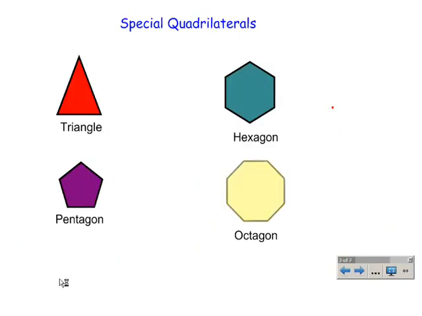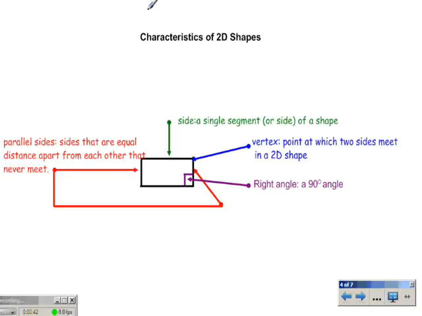Some polygons that cannot be classified as quadrilaterals because they do not have exactly four sides are given special names: the triangle with three sides, the pentagon with five sides, the hexagon with six sides, and the octagon with eight sides. Now let's take a look at the characteristics of two-dimensional shapes in a bit more detail.